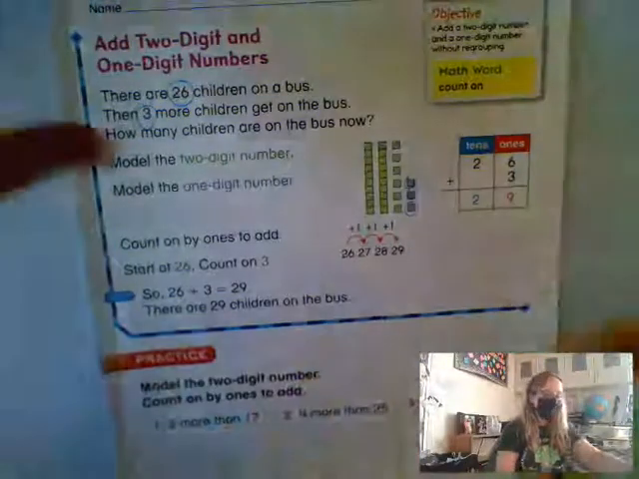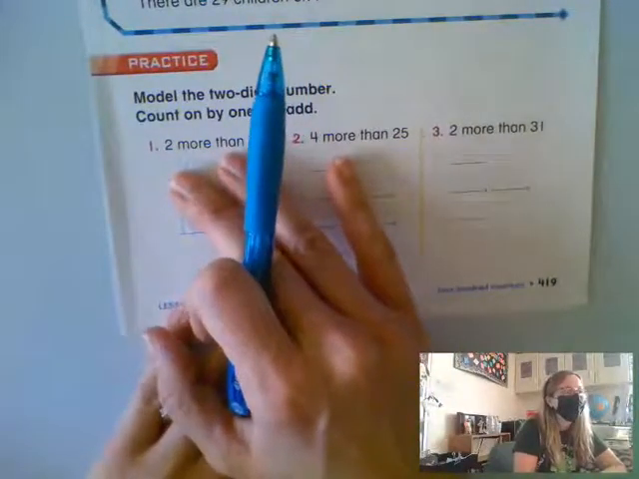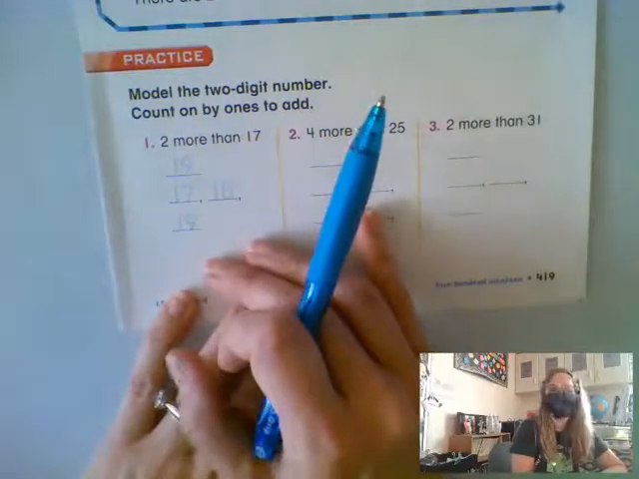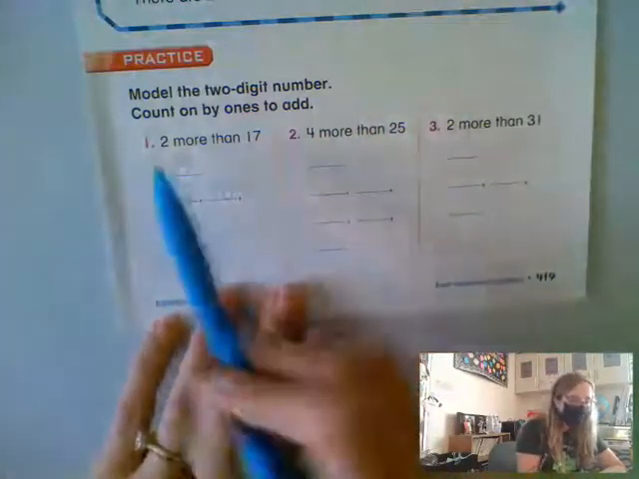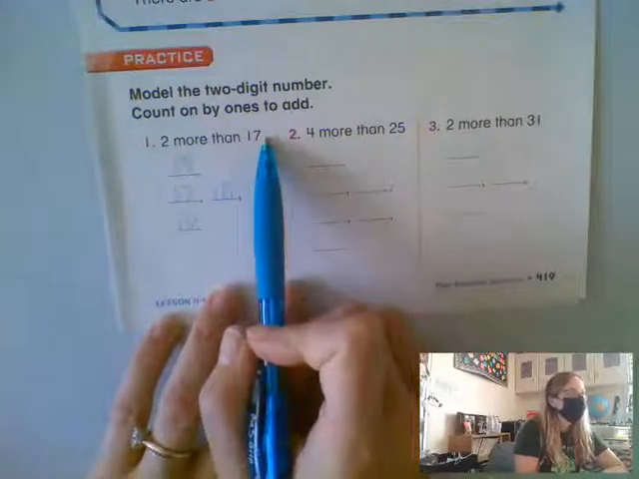Okay? So now let's look down here. This one they've done for us, but I want to walk you through what they did, because sometimes the problems in this math book, if you're not sure what they did, you get confused as to what's going on. So it says 2 more than 17. Well, what is 2 more than 17?